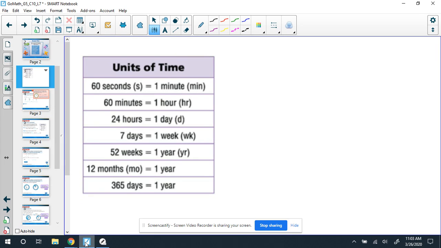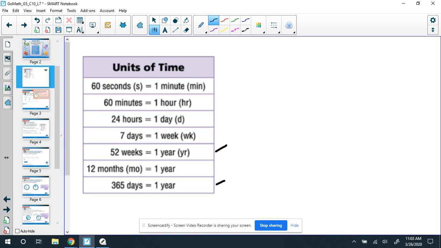Hopefully we all know that there are 60 seconds in a minute, 60 minutes in an hour, 24 hours in a day, 7 days in a week, 12 months in a year. There are just a couple that might be a little tricky for some of us. And that is that there are 52 weeks in a year and 365 days in 1 year. The exception, of course, being leap year when we have 366 days like we did this year.